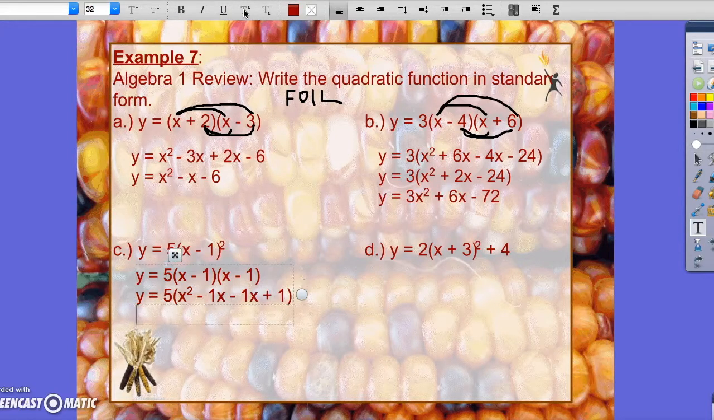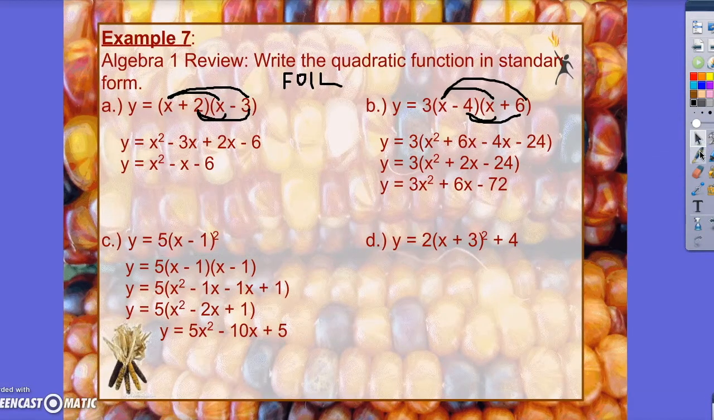Check your work. This is what we should get for FOIL. Combine the OI, combine like terms. And then when we get to this point, you can actually distribute the 5, and I'll write it over here so you can see it. Distribute the 5 to everything. And that's our final answer in standard form. Y equals 5x squared minus 10x plus 5.